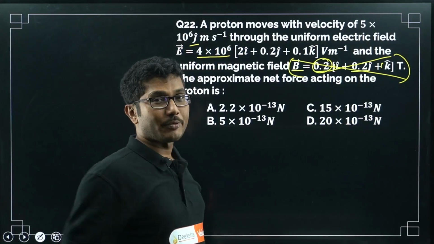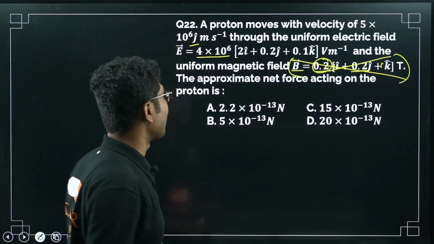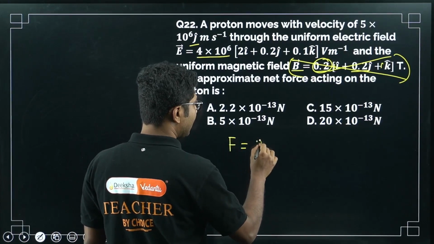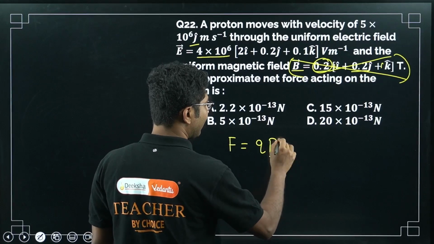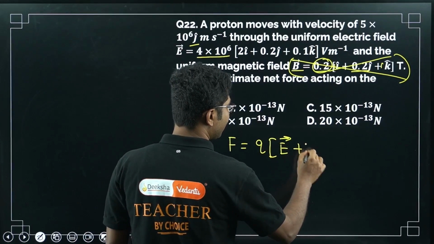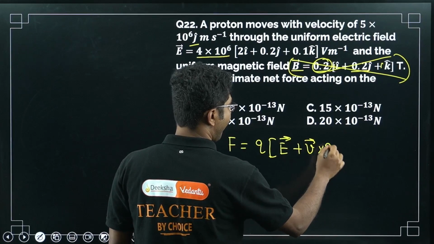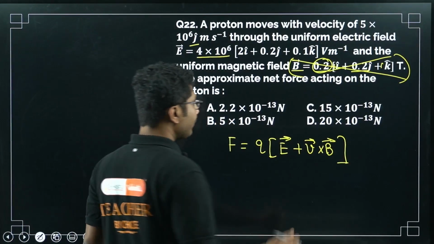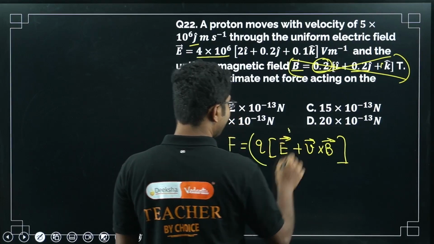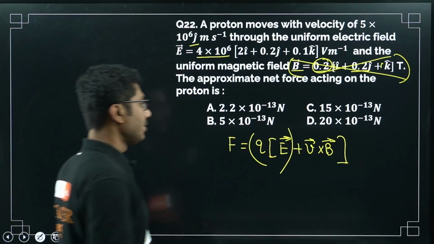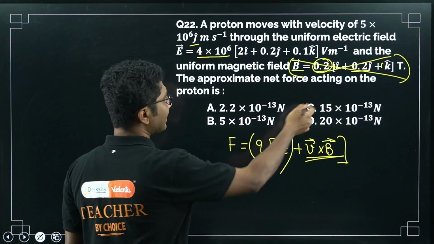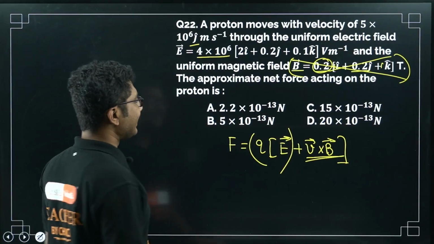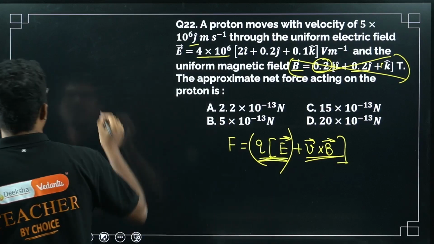Once we approximate the value, we will see which option is the closest one. Now what is the force? Lorentz force, we know that the Lorentz force is Q times (electric field E plus V cross B). Right, this is the formula. So what we will do, we will just simply calculate QE and find the approximate values. We can ignore this value. All the values given here are quite distant apart, so we will find the answer very quickly. So let's see what is the value of Q times E.